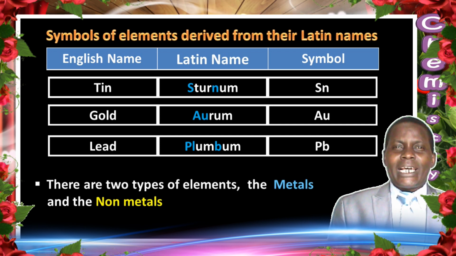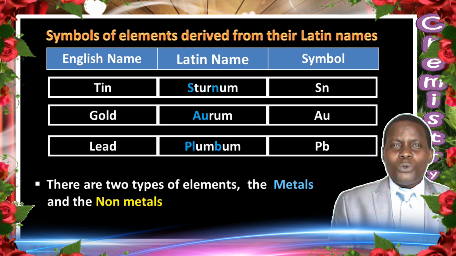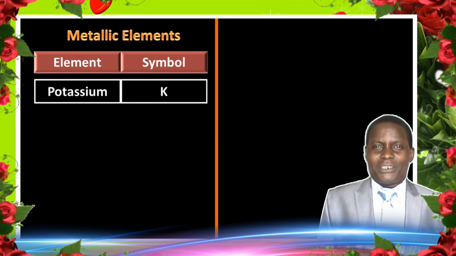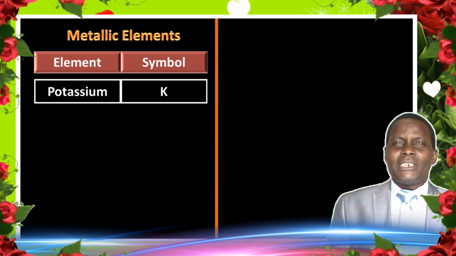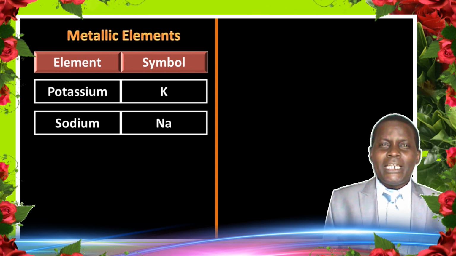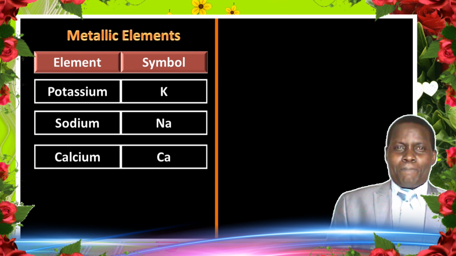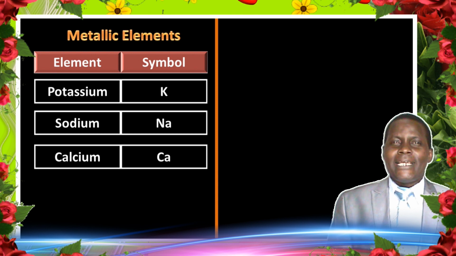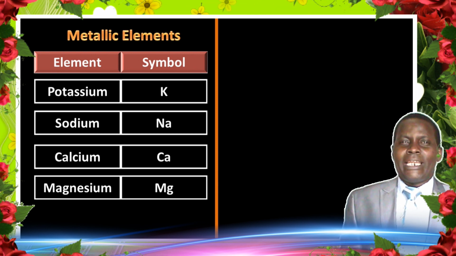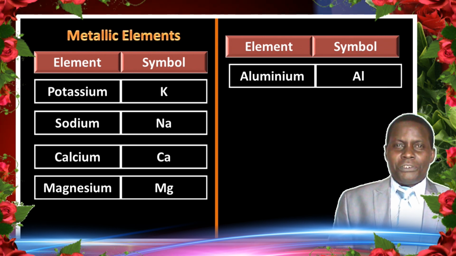Elements are generally classified into two, the metals and the nonmetals. We shall start with the metals. Potassium is represented by letter K. Sodium is represented by letters Na. Calcium is represented by letters Ca. Magnesium is represented by letters Mg.